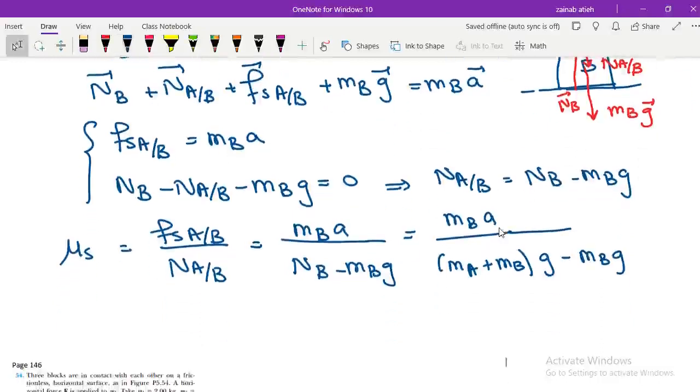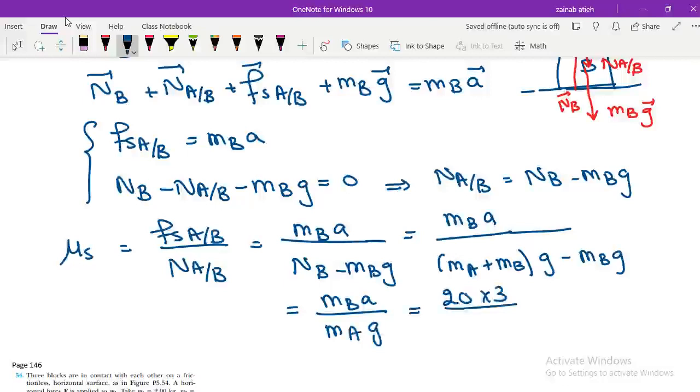It will be equal to MB A over MA G. MB was 20, MA was 12, G is 9.8. We should get the same answer, which is 0.51.